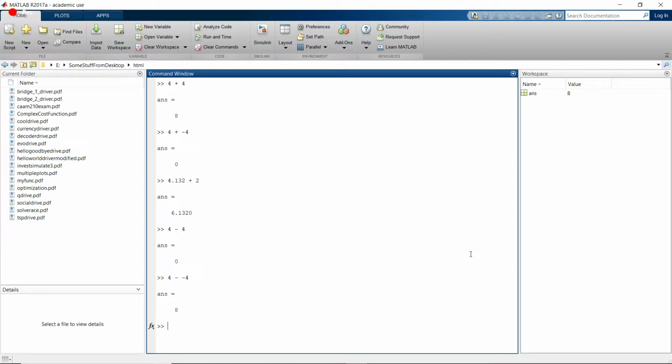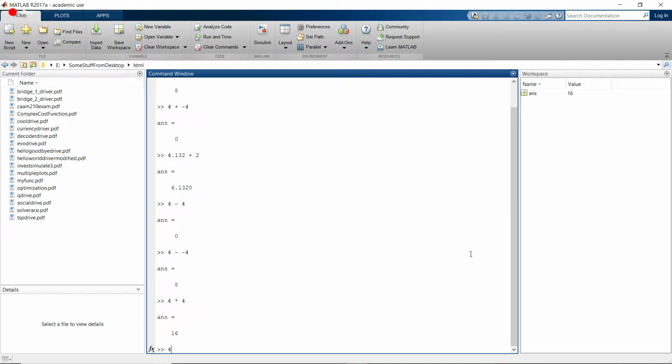Now moving on to multiplication and division. For multiplication, we use the star operator, and you've probably seen this in some of your other computer programs. So we do 4 times 4, and again with negative numbers and decimals too. So multiplication is really simple.